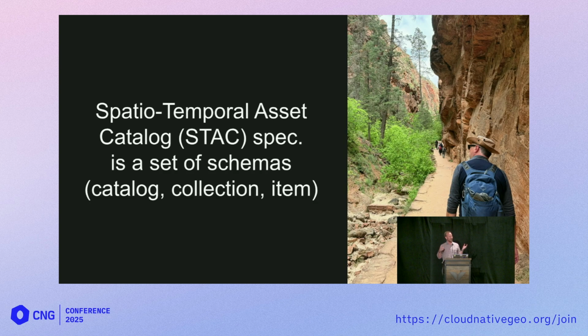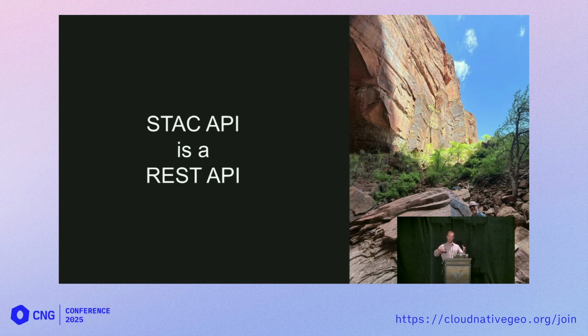Some really nice, clever folks invented something called the SpatioTemporal Asset Catalog. If you don't know what that was, you should have gone to Matt's talk earlier today. But there's a catalog, which is like the Open Data Cube database. There's a collection, which is like the Open Data Cube product. And there are items, which is like the Open Data Cube's datasets. The Open Data Cube was first, remember? So STAC API is a REST API. So we can see Matt resting here, satisfied that he created or helped create a great thing.